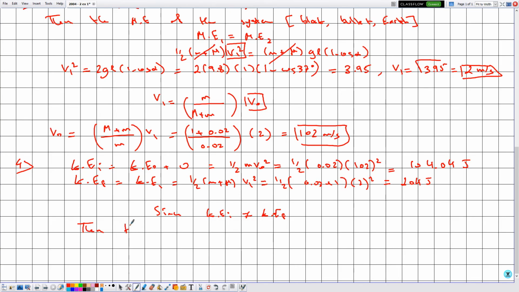Then the kinetic energy of the system, here we are talking about the system which is given by block, bullet, is not conserved.